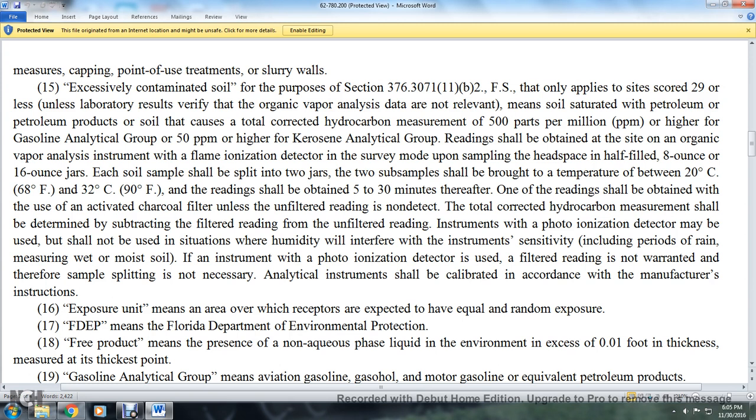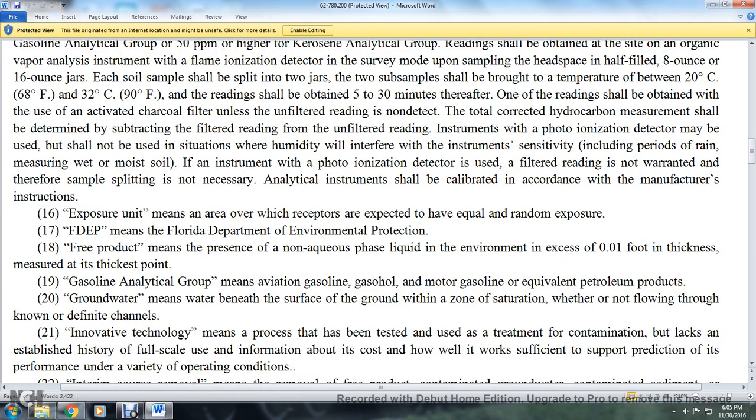Exposure unit means an area over which the receptors are expected to have equal or random exposure. FDEP stands for Florida Department of Environmental Protection. Free product means the presence of a non-aqueous phase liquid in excess of 1/100 of a foot thickness measurement. Gasoline analytical group means aviation fuel, gas oil, motor gasoline, and equivalent petroleum products.